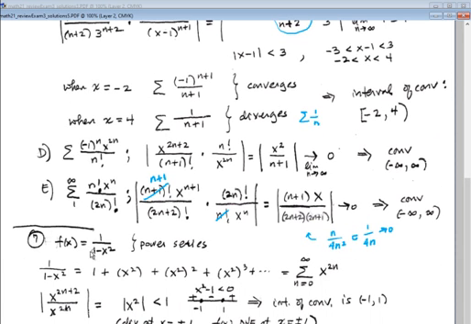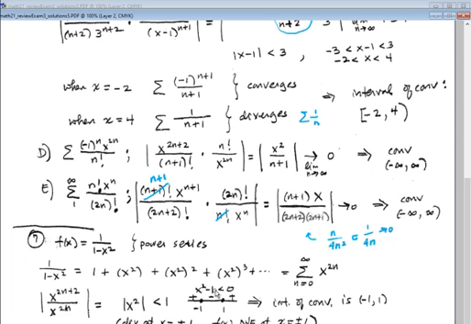Here we want the power series of 1 over 1 minus x squared. That's simply a geometric series with x squared substituted in instead of r. And so this is the sum from n equals 0 to infinity of x to the 2n. If we want to know the interval of convergence, we again do the ratio test, and we get x squared.